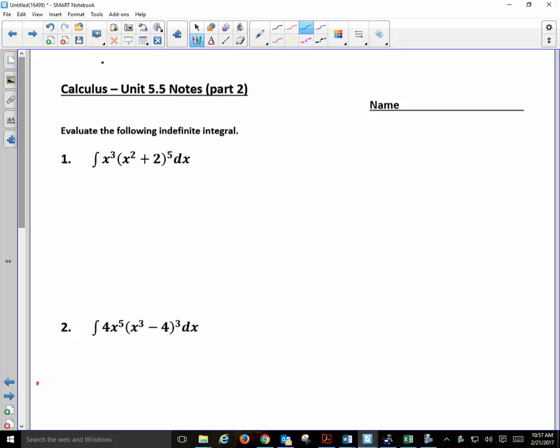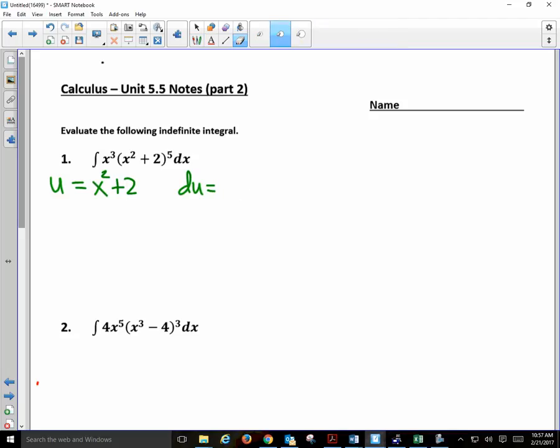And if we do what we did last week, you would most likely identify u to be what in this scenario? X squared plus 2, good for you. And then du would be equal to 2x dx. Now, what's different about this problem now that you do that? 2x is not x to the third, and we know that you can multiply by 1/2, so 1/2 du is equal to x dx.